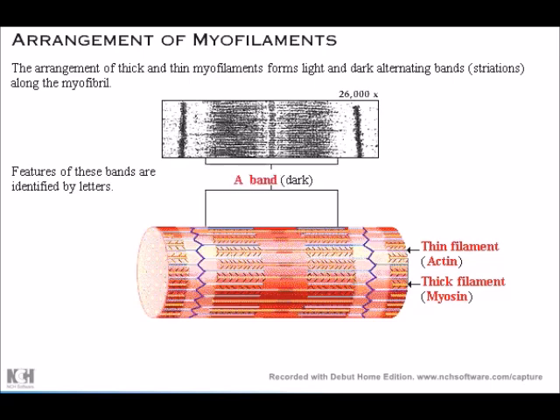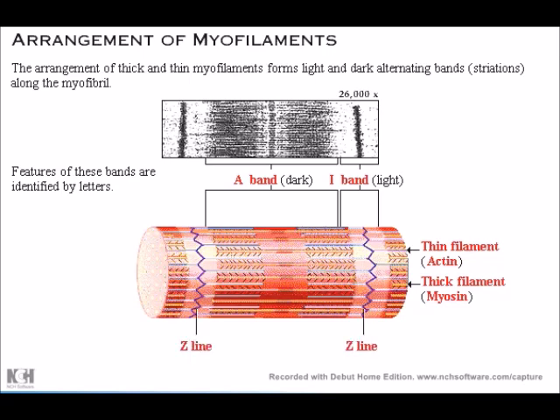The dark bands are called A bands. The A band corresponds to the length of the thick filaments. The light bands, called I bands, alternate with the dark bands. The I band contains only thin filaments and corresponds to the distance between adjacent thick filaments. The width of the I band varies with muscle length and is widest when the muscle is relaxed and stretched.